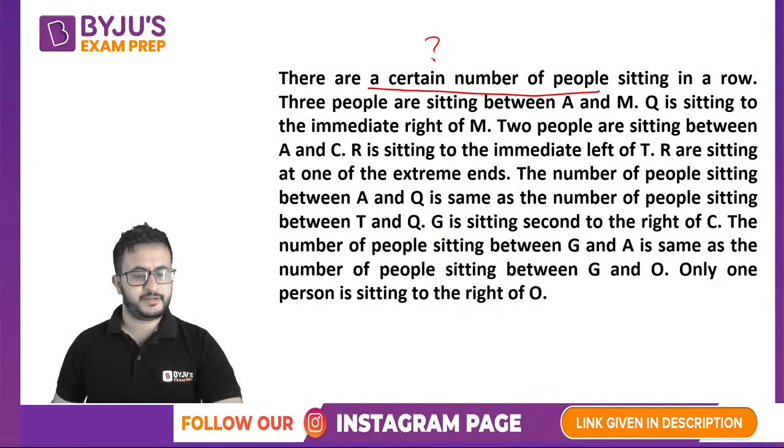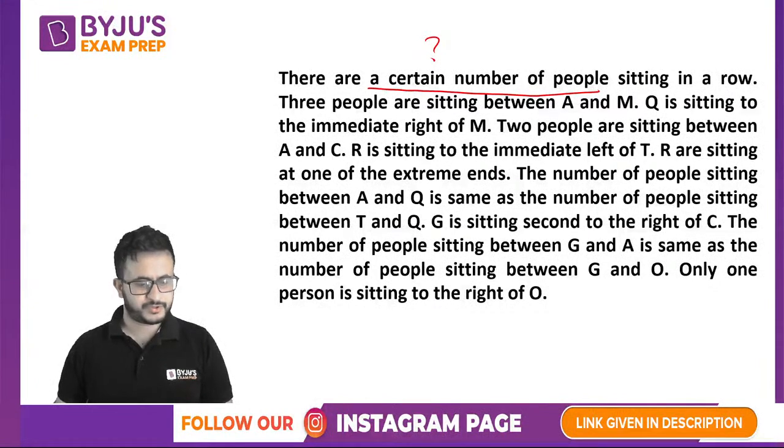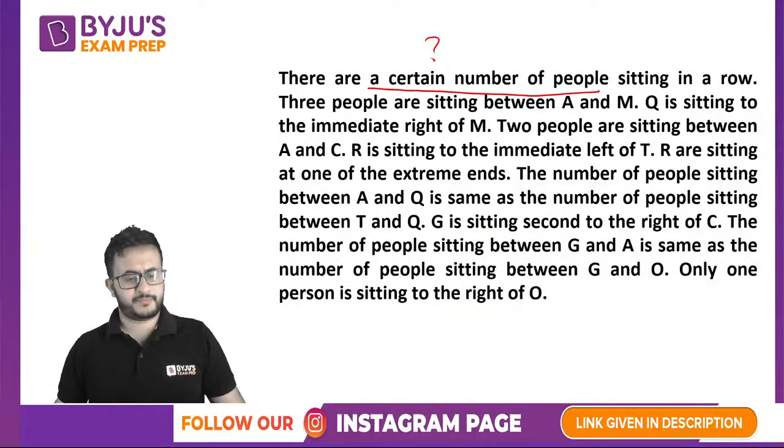So there are a certain number of people. This is one variant of puzzle that is often asked. Ashish asks, then how many people are sitting in this row? If we are done, do let me know the number of people sitting in this row.